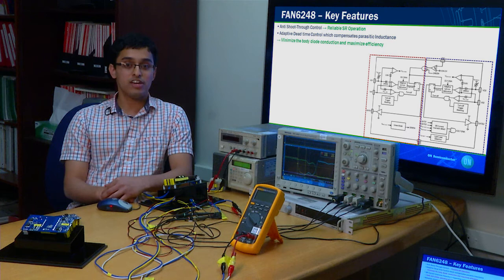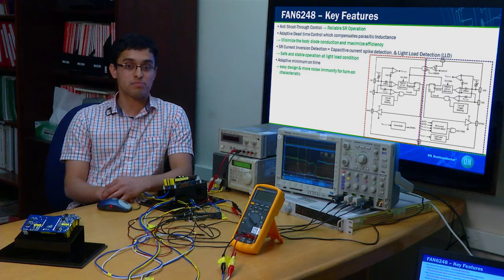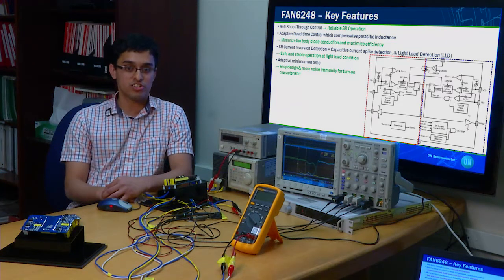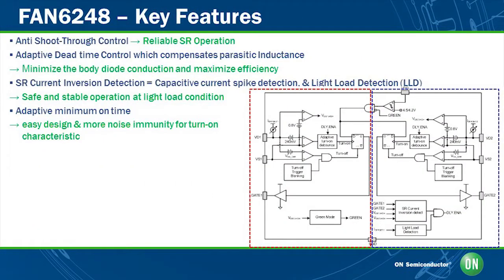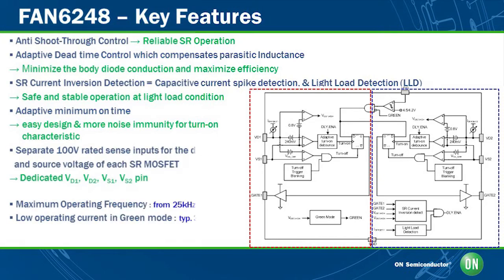The FAN 6248 controller detects synchronous rectifier current inversion that occurs when capacitive currents prematurely turn on the MOSFET at light load. Such operation is prevented by increasing the turn-on delay under light load conditions, providing safe, stable, and efficient operation. The controller has an adaptive on-time circuit for better noise immunity. It has dedicated 100-volt rated inputs for sensing the drain and source voltage of each SR MOSFET. It supports high-frequency operation up to 700 kHz, and has low operating current in green mode, typically 350 microamps.